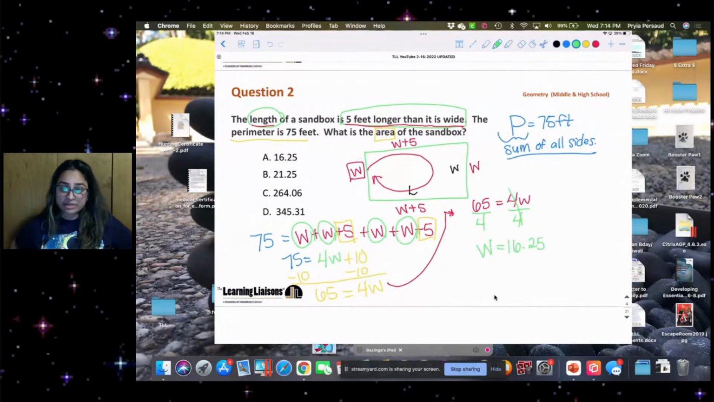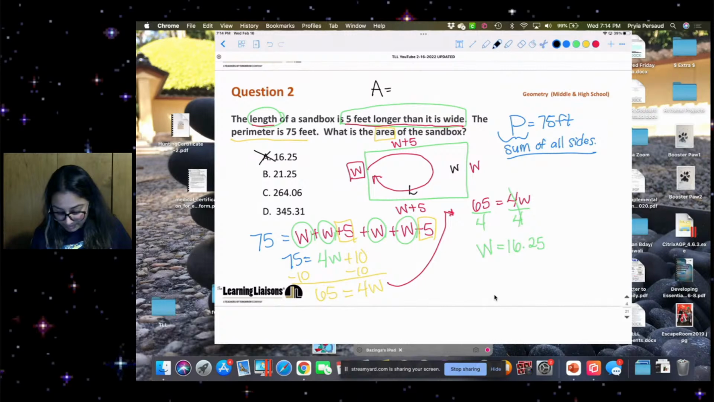Okay, well that doesn't scare me, but remember that's not my answer even though it is an answer choice. What did they ask me for? They asked me for the area. I haven't even solved for area yet. I know that the area of a rectangle is equal to the length times the width.